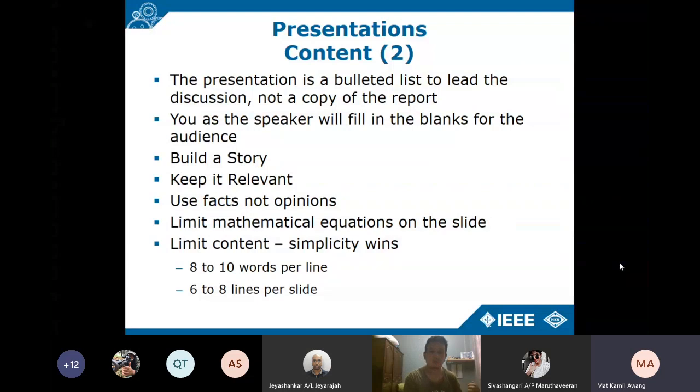And you limit the content on the page. Normally it is 8 to 10 words per line and 6 to 8 lines per slide. So that is the rule that we use normally. 8 to 10 words per line, and 6 to 8 lines per slide. And of course, if you look at my slide, it's more than that, because I'm trying to cram everything in the lecture. But a good presentation should follow this guideline.